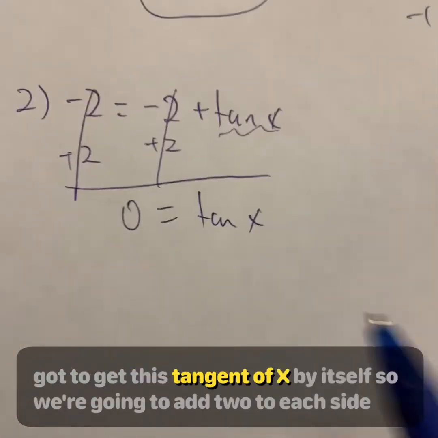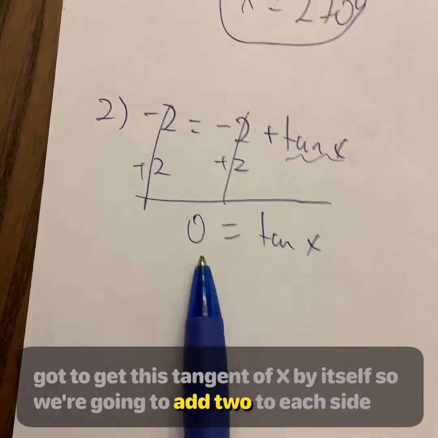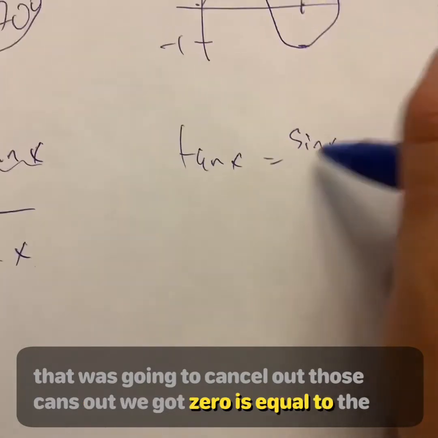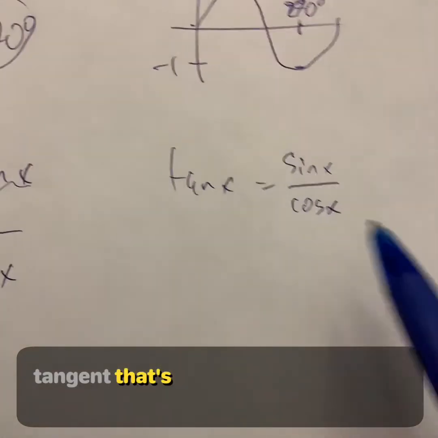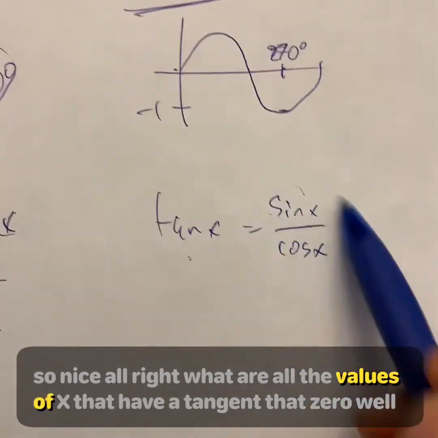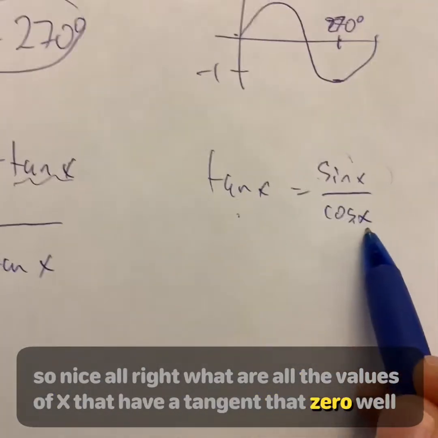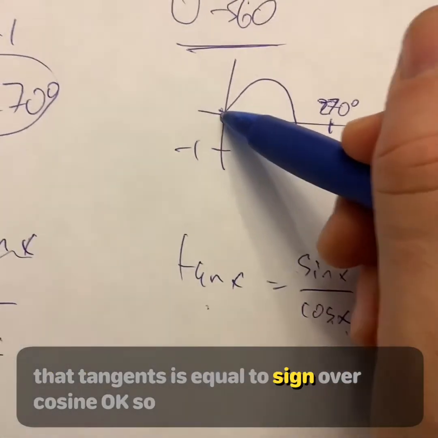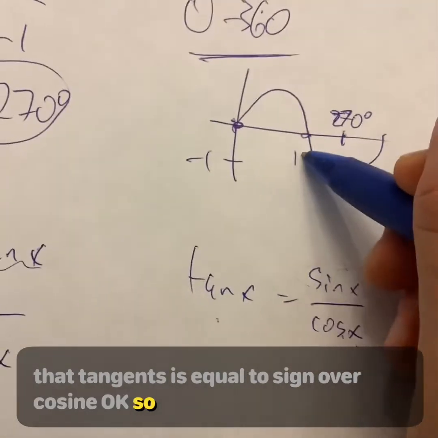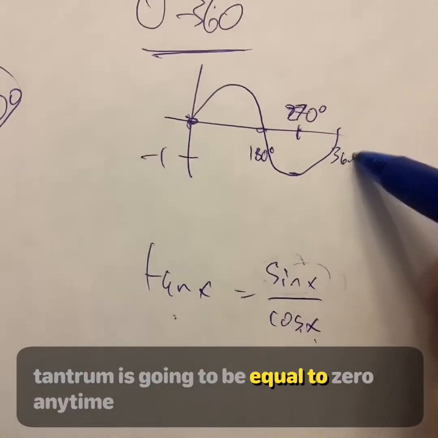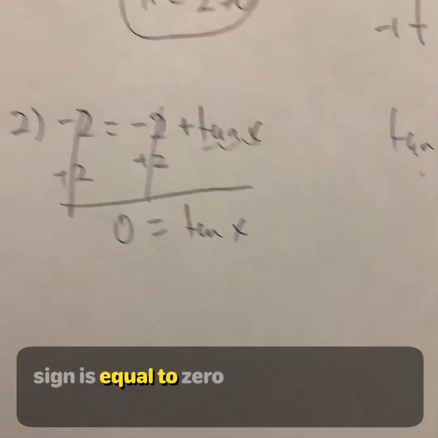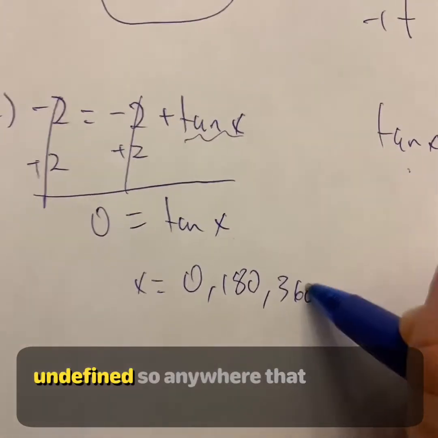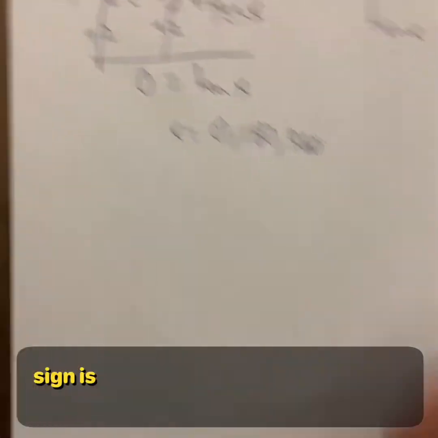So now I say, all right, what are all the values of x that have a tangent that's 0? Well, we know that tangent is equal to sine over cosine. So tangent is going to be equal to 0 anytime sine is equal to 0. Not cosine, because where cosine is 0, it's undefined. So anywhere that sine is equal to 0, and we can just use the same diagram here, it's at 0 degrees, 180 degrees, and 360 degrees. So the answers from 0 to 360 are x equals 0, 180, and 360. So there are 3 answers for number 2, okay?